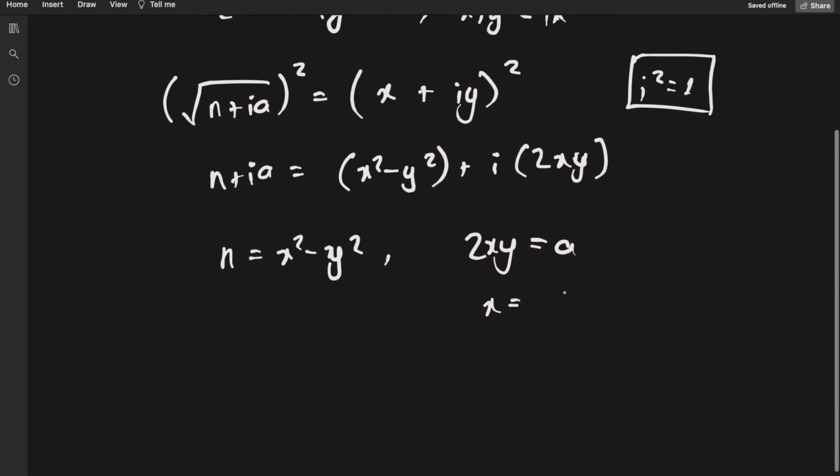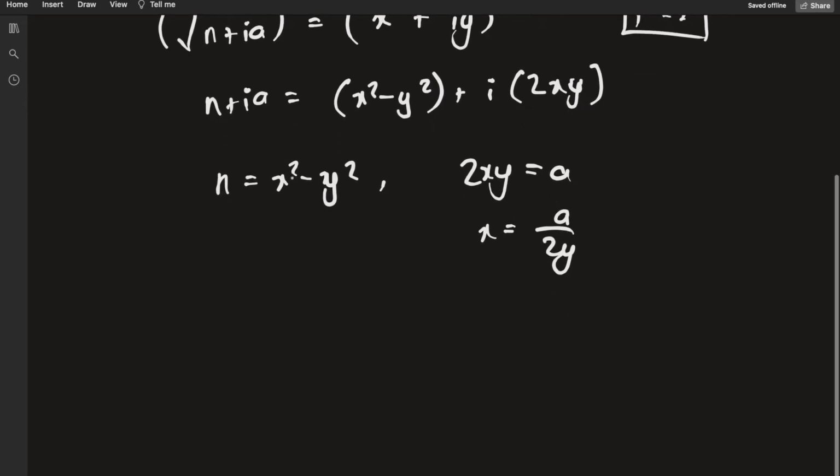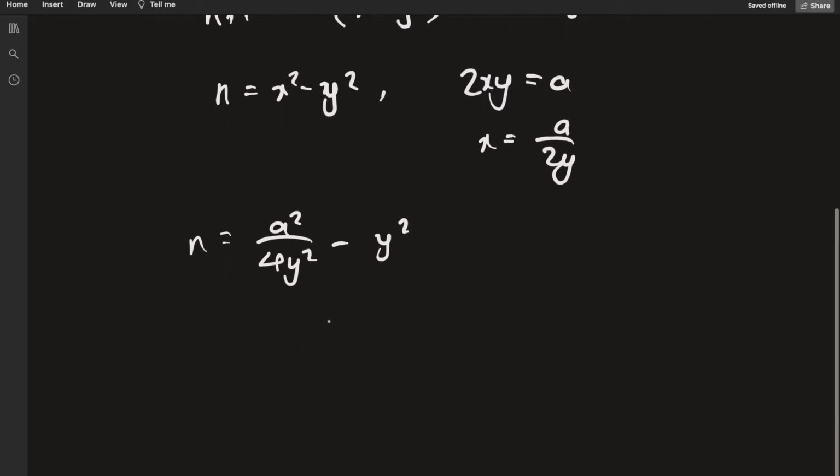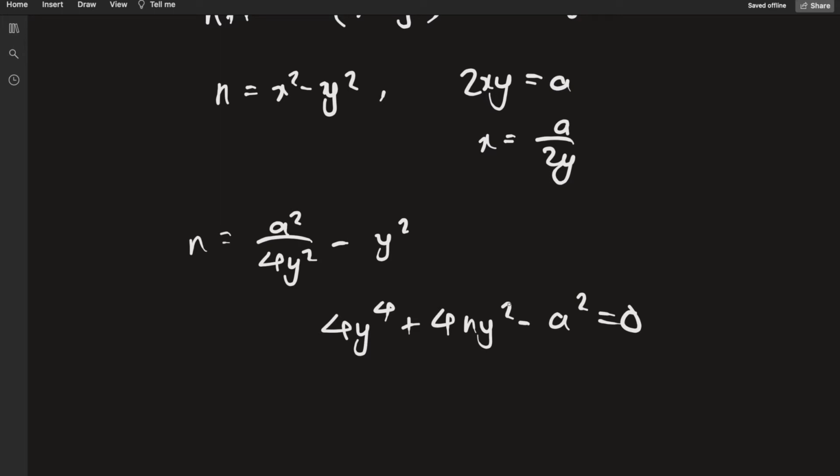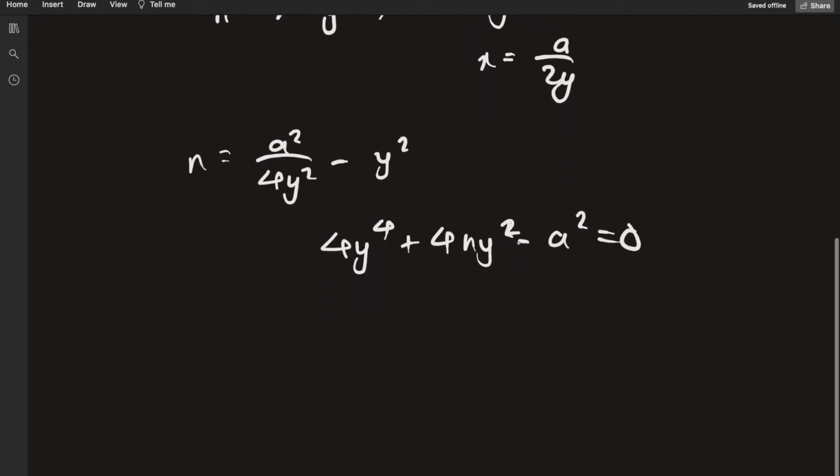Well, x is a over 2y, and now we can substitute this in this formula. So n is equal to a squared over 4y squared minus y squared, and we're going to end up with a quartic, 4y to the 4th plus 4ny squared minus a squared is equal to 0. And luckily we don't have any cube terms, so we can use the quadratic formula, but instead of having just a y, we have y squared, because it's a quadratic in y squared.